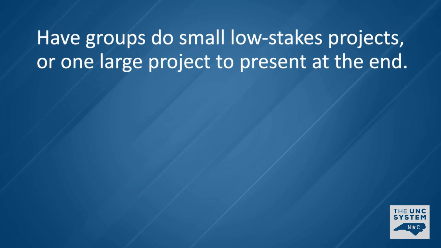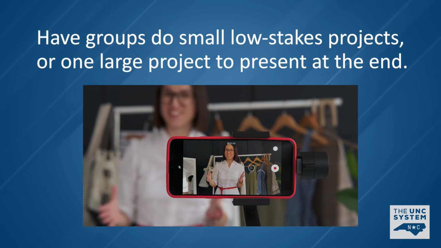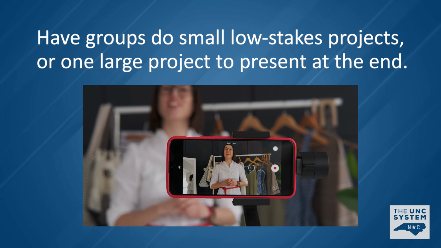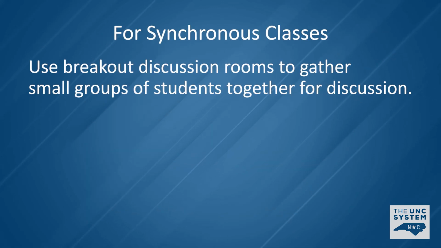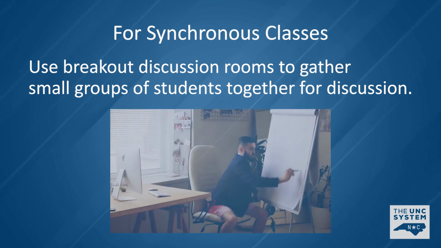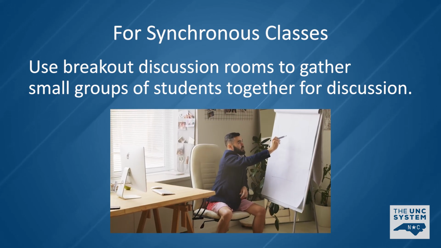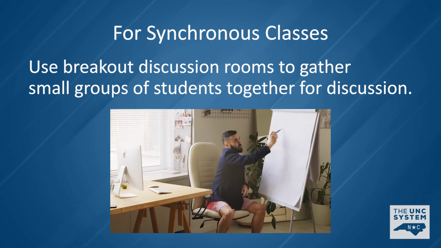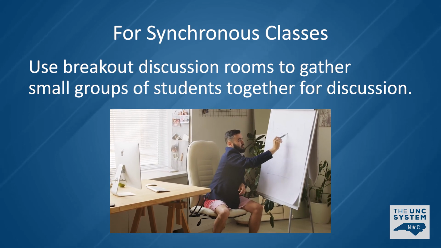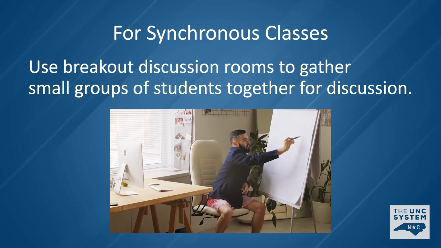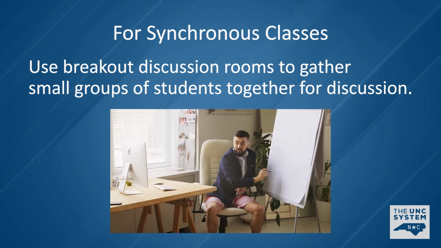Have them do small, low-stakes projects across the term, or one larger group project that they present toward the end of term. In synchronous classes, use breakout rooms to gather small groups of students together for discussion. Using small groups helps to frame more inclusive discussions and can help to promote broader participation. In this format, more students can find their voice, and after trying out ideas within the security of a small group, they will be emboldened to speak out in front of a larger group.